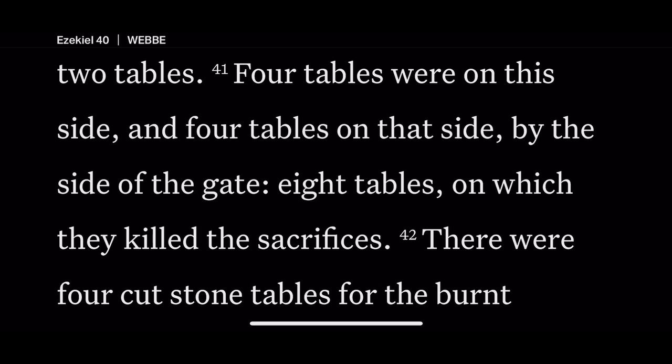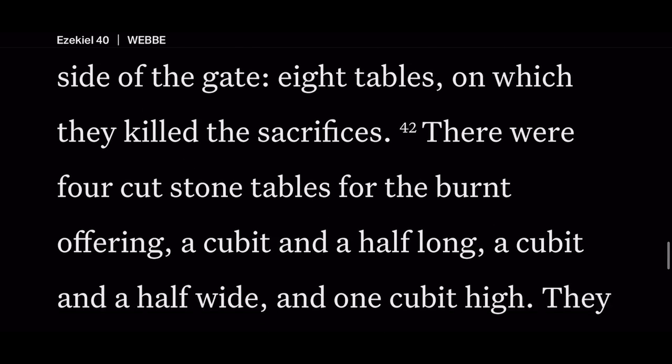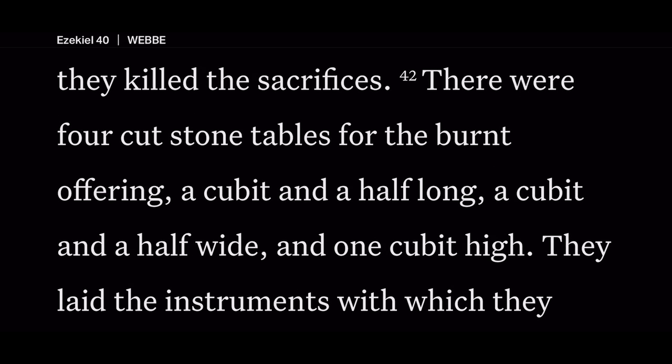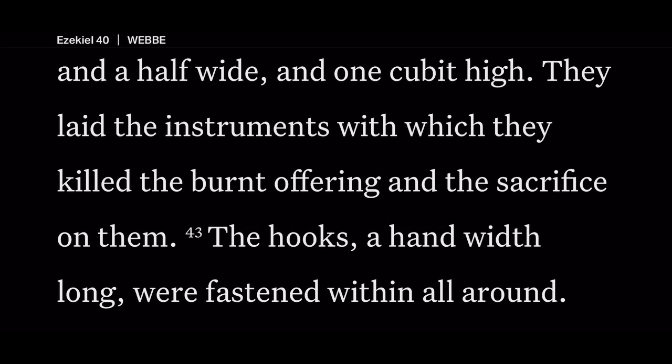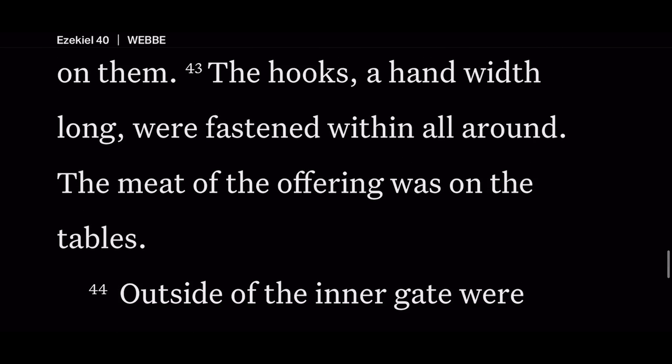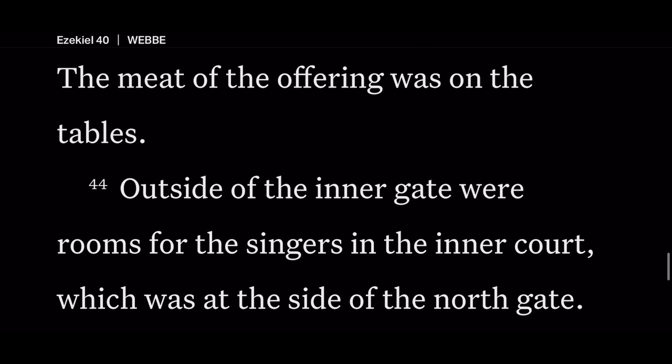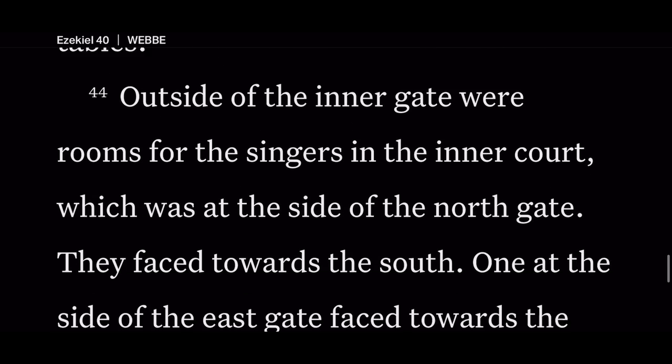4 tables were on this side, and 4 tables on that side, by the side of the gate. 8 tables on which they killed the sacrifices. There were 4 cut stone tables for the burnt offering, 1.5 cubits long, 1.5 cubits wide, and 1 cubit high. They laid the instruments with which they killed the burnt offering and the sacrifice on them. The hooks, a handwidth long, were fastened within all around. The meat of the offering was on the tables.